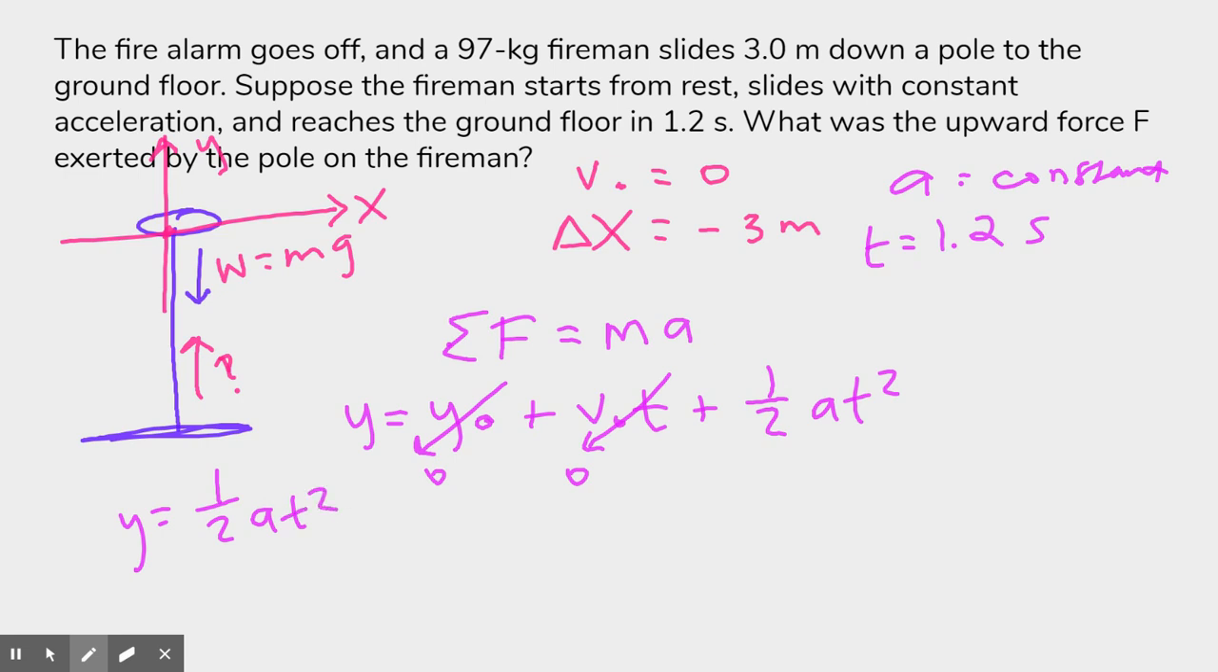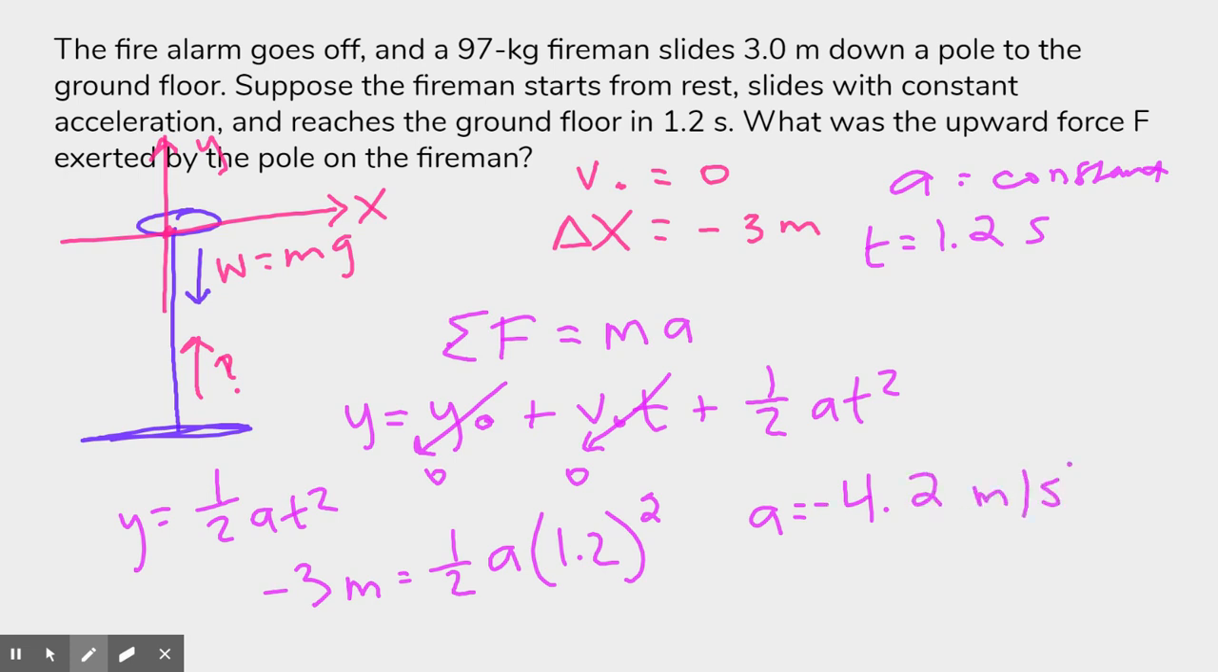Well, lucky for us, we already know y, which is negative 3 meters. We have 1/2. We don't know a, but we know our time, which is 1.2. So when we solve for a, we'll find that the acceleration is negative 4.2 meters per second squared. And it is so easy to lose track of these negatives here. I catch myself doing it all the time. Negative 4.2 meters per second squared. Again, he's moving down in this direction, so that negative makes sense.